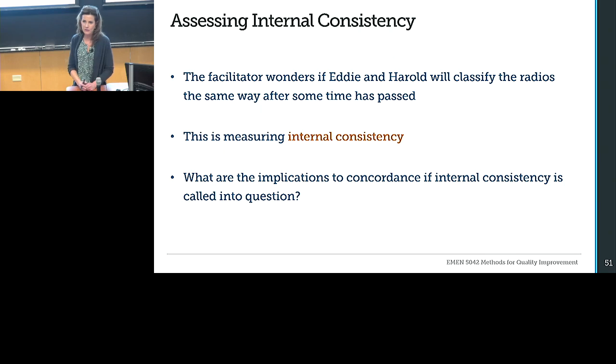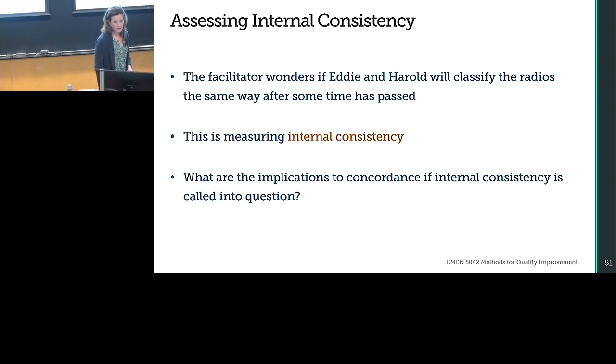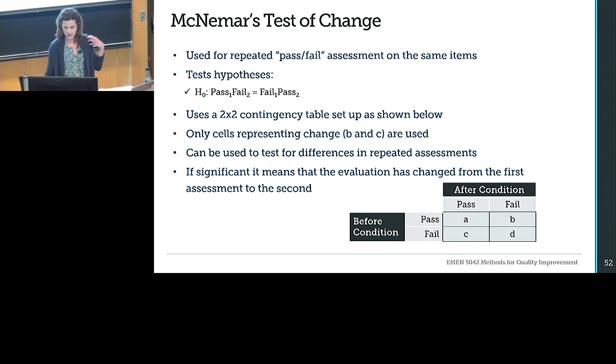So there's some implications for concordance. You really want to have internal consistency before you start looking at concordance. So I'd want to make sure whoever my assessors are, that they're stable through time. So what we do for internal consistency is we look at McNemar's test of change.